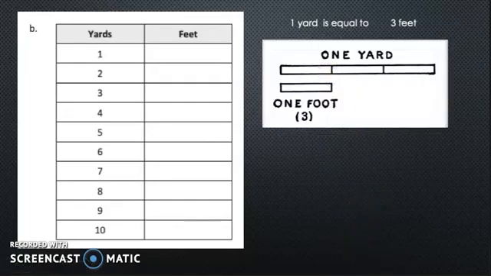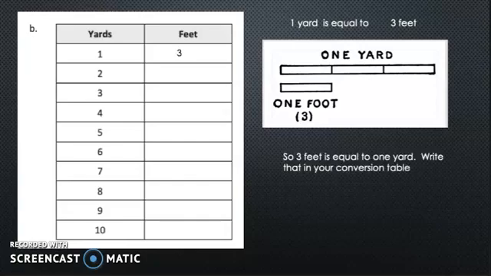1 yard is equal to 3 feet. I've divided it into 3 sections to show you how much 1 foot is equal to. So how many feet do you need to make 1 yard? Yes, we need 3 feet to make 1 yard. So how many feet would there be in 2 yards? Yeah, 6 feet. Okay, so now I want you to pause the video and complete the table.